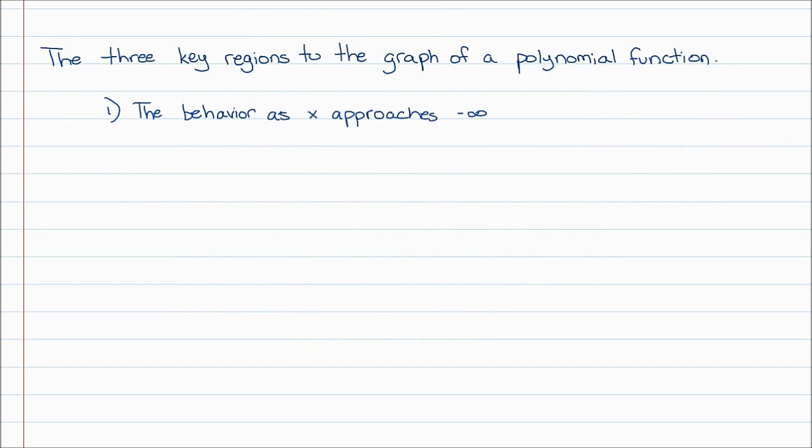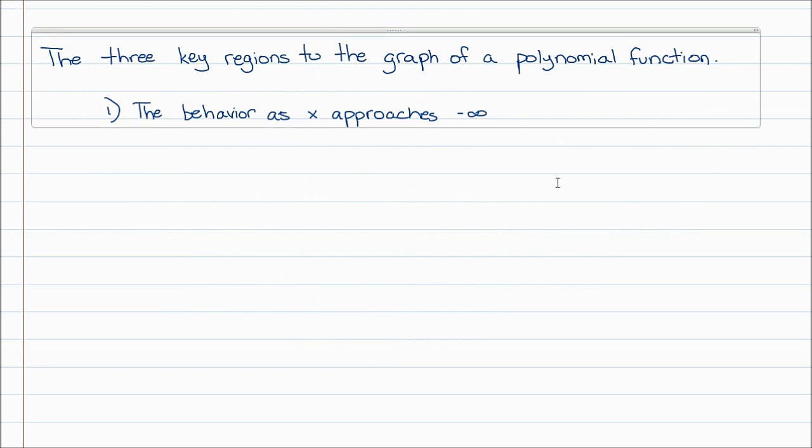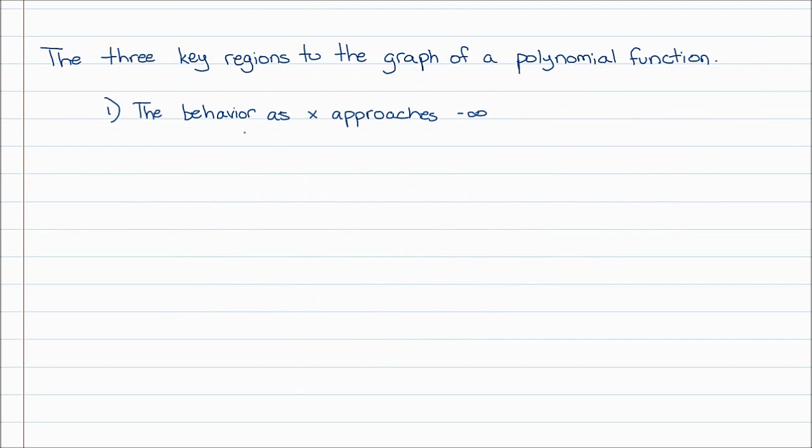So these are the three key regions to the graph of a polynomial function. The first key region is basically the behavior of the polynomial function as x approaches negative infinity. In other words, as x gets very, very negative, what does the graph look like? By the way, this notation, the behavior as x approaches negative infinity, will look like this in most textbooks.